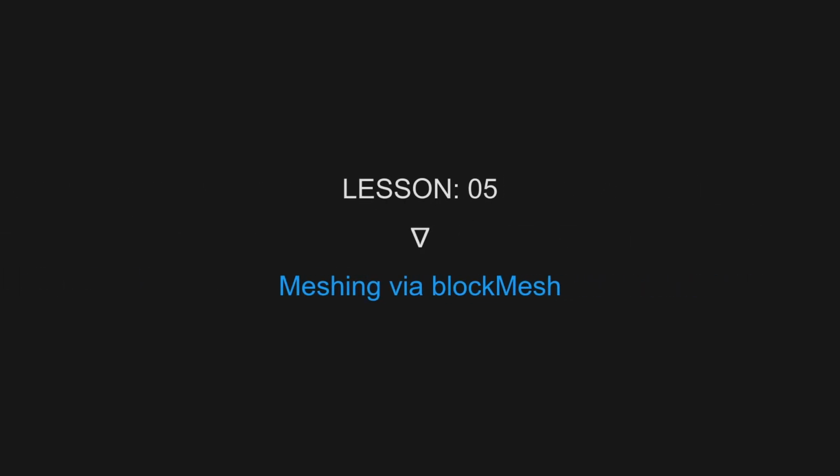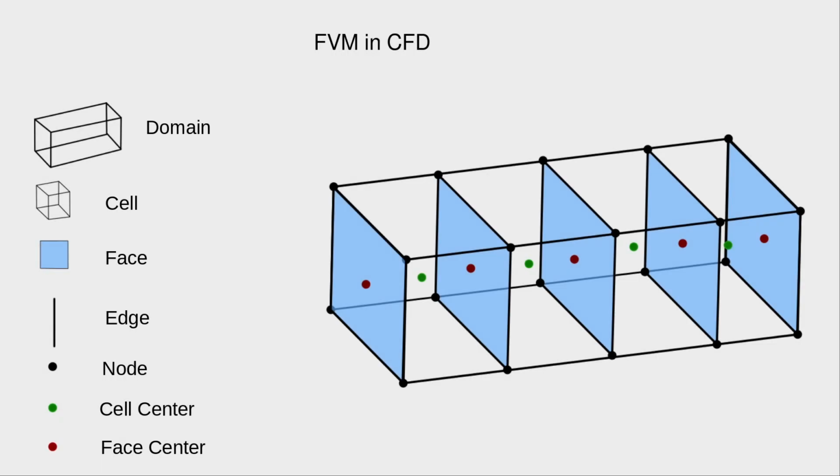Before we dive into the details of meshing, let's go over some key terms that you want to know when working with mesh. Domain, which is where the fluid flow takes place. Cell is the control volume into which the domain is broken up. Face is the boundary of the cell. For example, here a hexahedron cell has 6 faces.